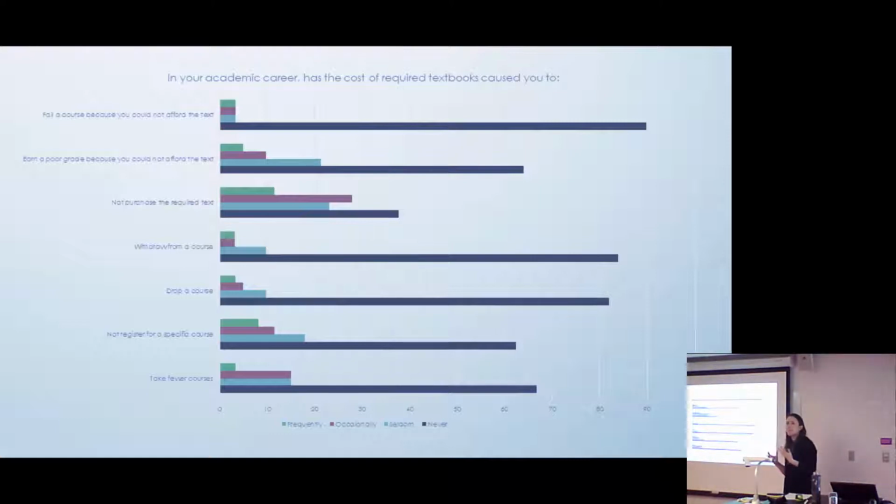Obviously, this is a problem, right? Now, the numbers are not as big, but you still see some issues. 18% said they occasionally or frequently take fewer classes. About 10% said they drop a class because of the cost of the text. Only about 6.5% said they withdraw. About 15% said they earn a poor grade because they couldn't afford the cost of a textbook. And about 7% said they failed a course because they couldn't buy the textbook.